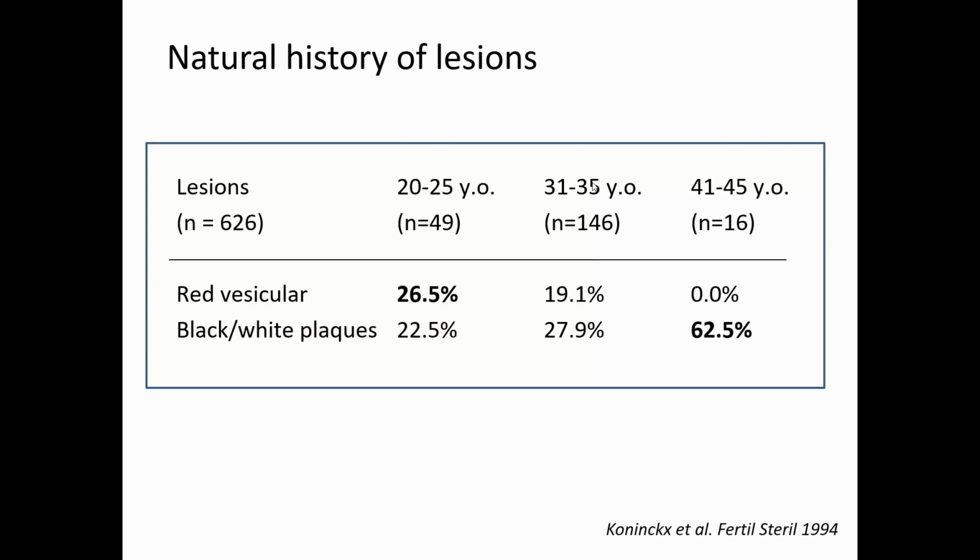This was a study of the lesional phenotype that showed that in younger patients, there was a higher prevalence of these red vesicular lesions, these newer type of lesions, whereas in older patients, the lesions tended to be more powder burn or white fibrotic type lesions. And this provides some orthogonal evidence that these lesions progress over a series of stages as a response to repetitive inflammatory events.